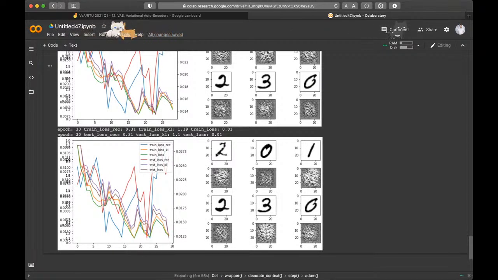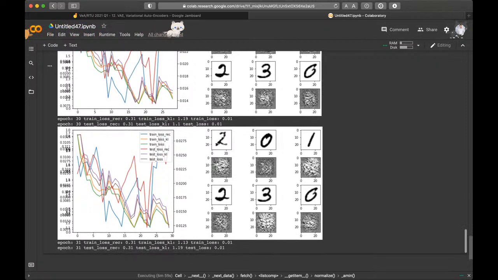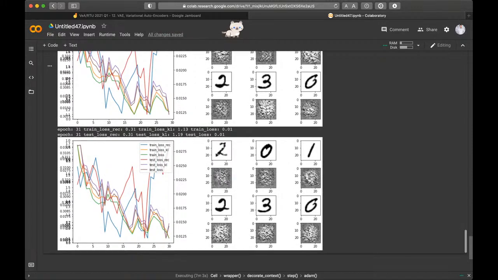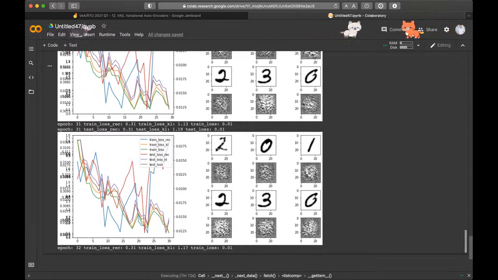You definitely can see that the KL is still reducing. I'm not sure, maybe the optimizer is not smart enough at this stage. Maybe it should be, maybe the learning rate is too small or too big. Really hard to tell just from guessing.